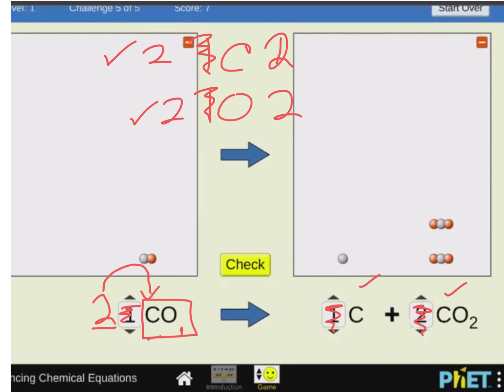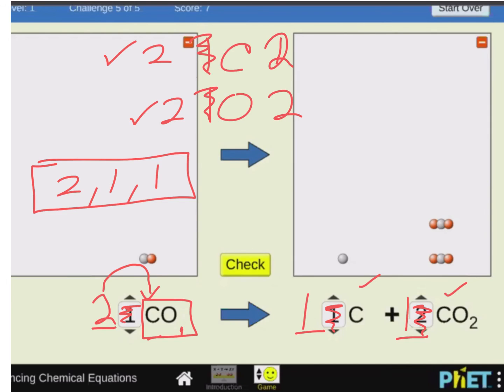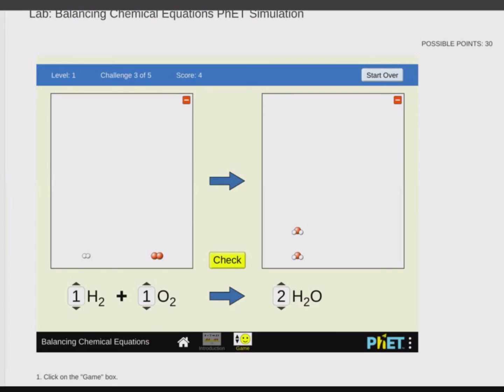Am I now balanced? Yes. Very good. So anything you didn't have to do, because we didn't have to put any coefficients in front of that other element in compound, it becomes a 1. So what are my coefficients? 2, 1, and 1. Very good. And that's it. That's it right there. Okay? Let's try another one.